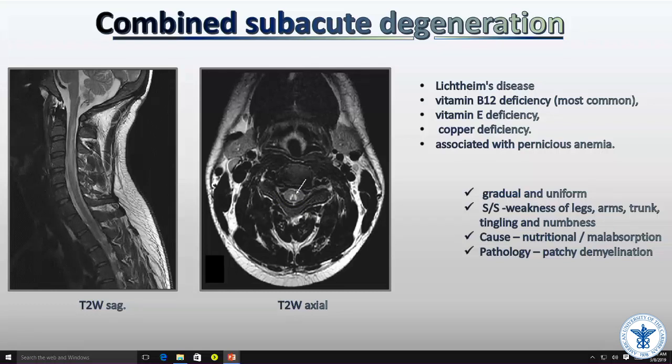Yes, so that's what I was saying, that this particular condition tends to affect the dorsal columns more selectively. It doesn't affect the corticospinal tract to that extent. It affects the dorsal column, and therefore you get people who have ataxias more than actual quadriparesis or paralysis.